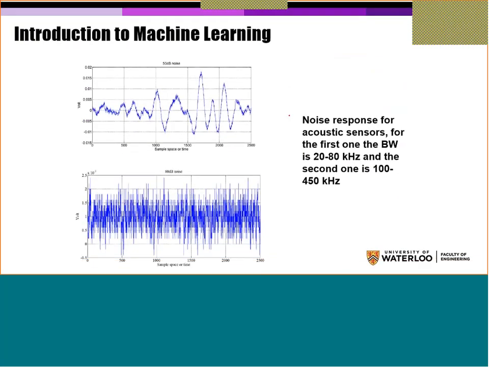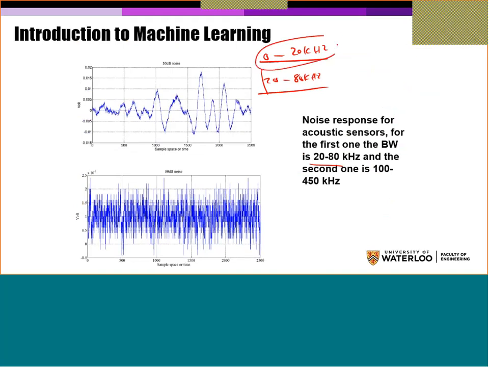Now, another important thing is when you select your sensor. For example, these two sensors are both ultrasonic sensors. The first one works in a range from 20 to 80 kilohertz. Now, this is just at the border of the ultrasonic. As a human being, we can hear from 0 to 20 kilohertz. Anything higher than that, we cannot hear. But of course, that's not really a sharp cut. Of course, we can hear a little bit above this. But the other sensor, the bandwidth is 100 to 450 kilohertz. This is deep in the ultrasonic range.